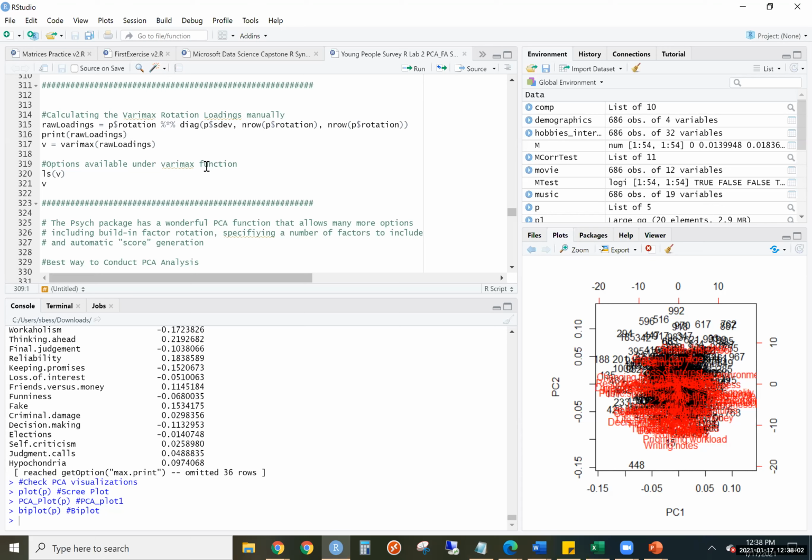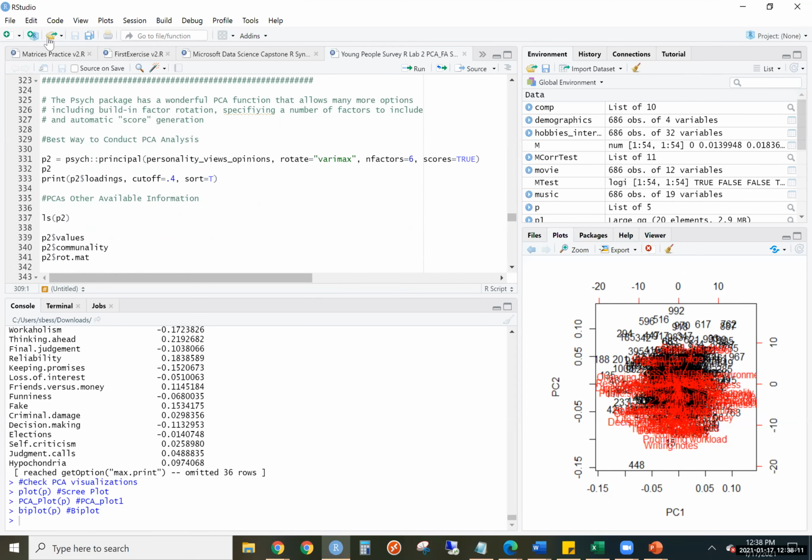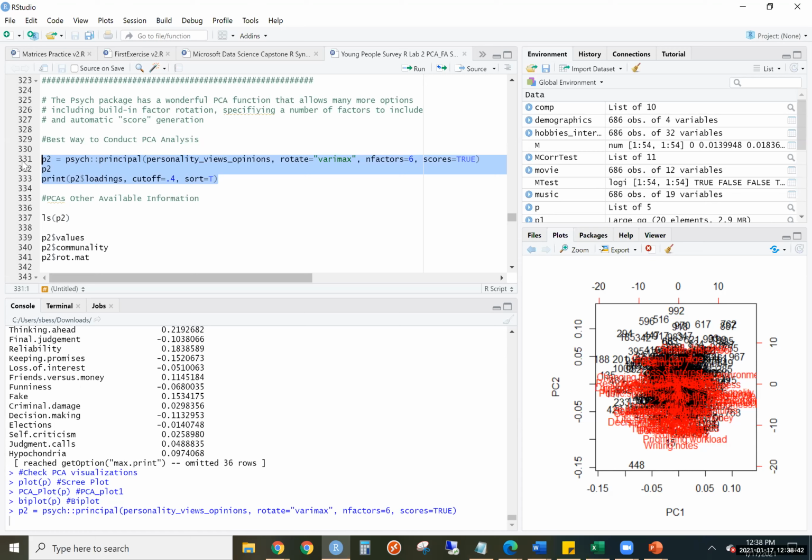But because it's easier done in the principal function, it's best to skip to just doing it in the principal function. So not to confuse you, we're using the principal function now to show the loadings that we're going to analyze, interpret and name. Again, using the personality views and opinions, rotate using the Varimax rotation, nfactors equals 6, scores equals true, using the psych package's principal function, with the data set, rotation equals varimax, nfactors equals 6, scores equals true, printing out the loadings with a cutoff of 0.4 and sorting the vectors.